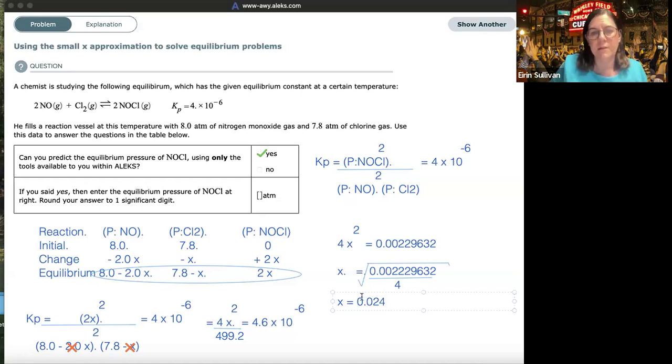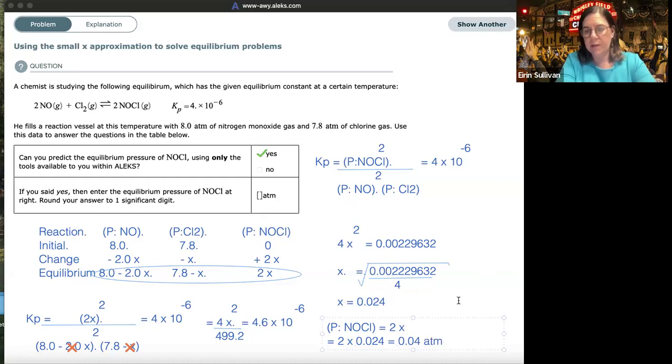So then what I need to do is look back at my equilibrium concentrations in terms of x, right? I can see that I've been asked for the equilibrium pressure of nitrosyl chloride, which is 2x, okay? So the pressure of nitrosyl chloride from my equilibrium row equals 2x, so that's 2 times 0.024, which is about 0.04, okay? So 0.04 atmospheres to one significant digit, and that is my answer.